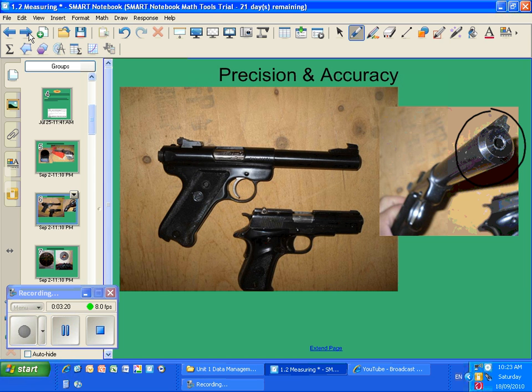The one on the bottom is one of my favorites. It's a little Llama 22, and it has quite a short barrel, which makes it quite hard to do well. This barrel starts here and ends here, whereas this one starts here and is almost twice, probably is twice as long. So the little gun on the bottom, the little Llama, doesn't have very good sights. It's got a very short barrel. And even though I know how to use it well, which should make it accurate, it's not very precise. So there's your difference between accuracy and precision.